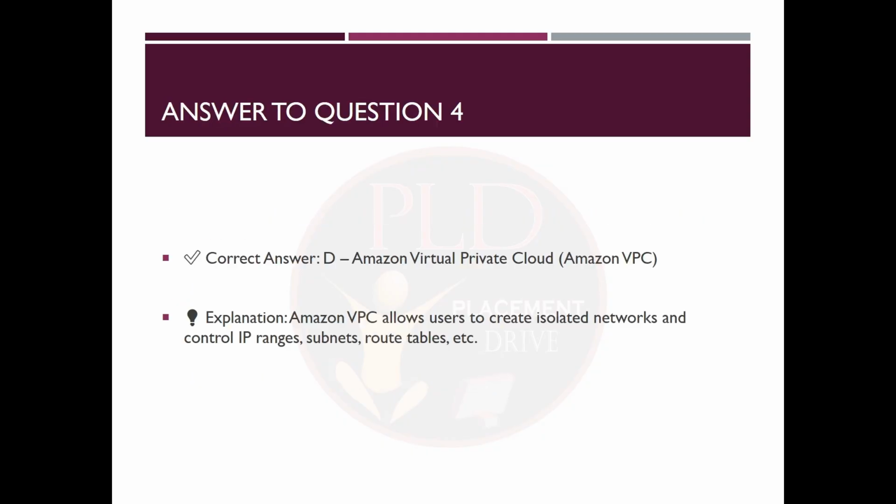So here is the answer for the fourth question. The correct answer is option D, Amazon Virtual Private Cloud, that is Amazon VPC. And here is the explanation for this answer. Amazon VPC allows users to create an isolated network and control IP ranges, subnets, route tables and so on.